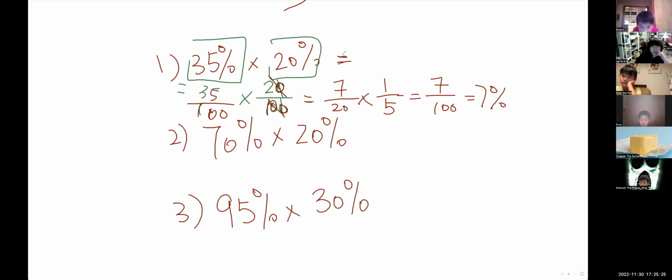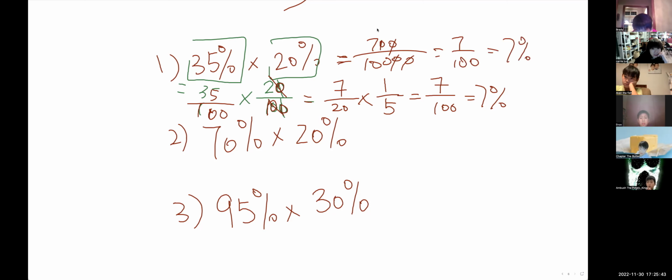好，这里有小朋友说，老师，我就是一点都不喜欢 simplify，我喜欢前面就全部乘起来。So 35 times 20 equals 700, and 100 times 100 equals 10,000. So 0 off, it's 7 over 100 equals 7%. Understand? Every single time it's right.